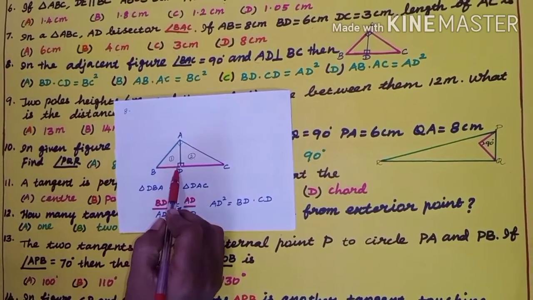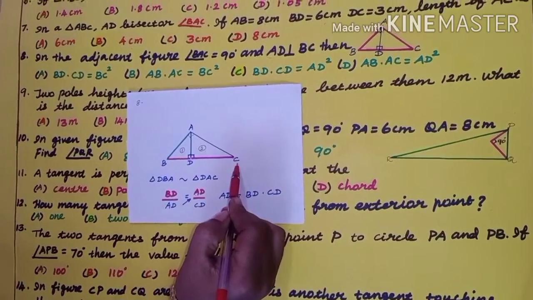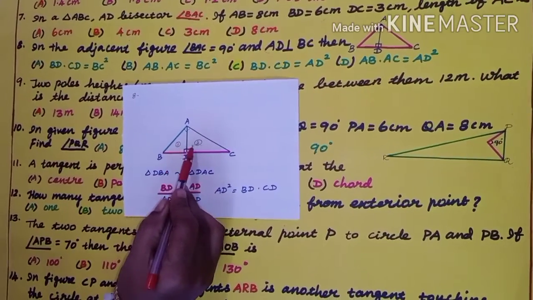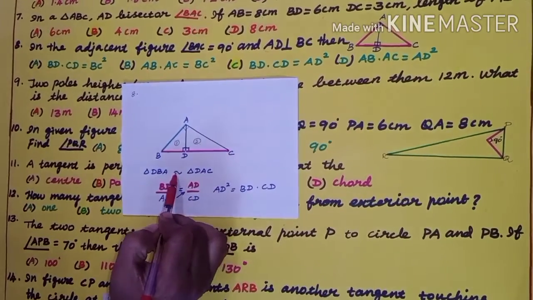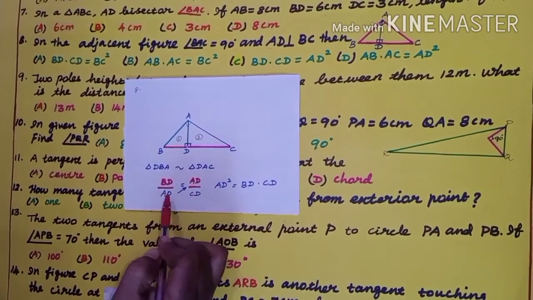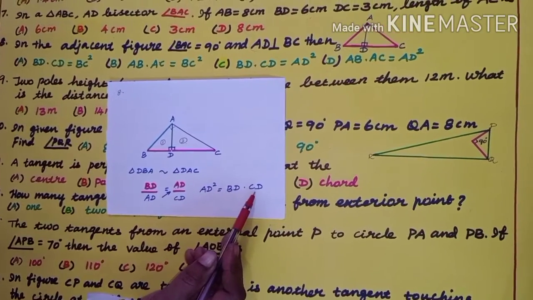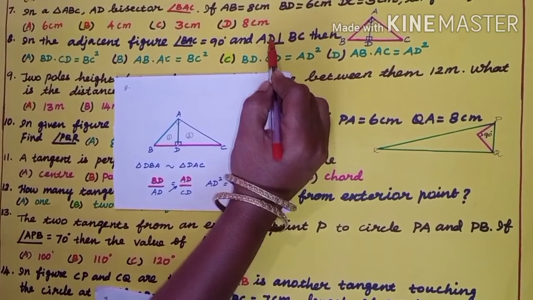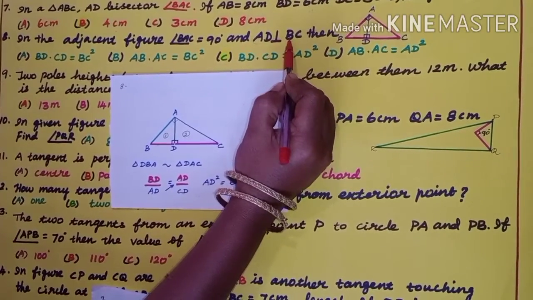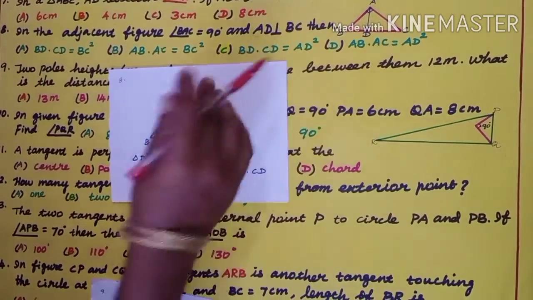Eighth one: in the adjacent figure, angle BAC is 90 degrees and AD is perpendicular to BC. So in this triangle, triangles DBA and DAC are similar. So we write the similar ratio: AD squared equals BD into CD. In short, we can remember: AD squared equals BD into CD. So shortly you will get it from the question.